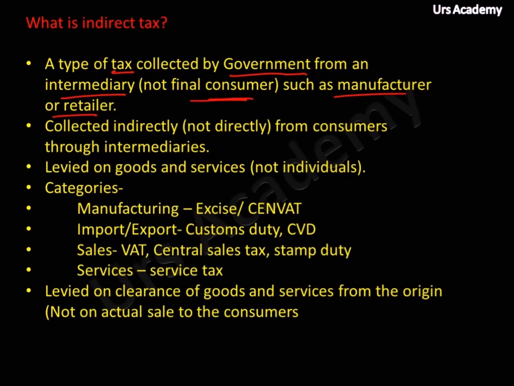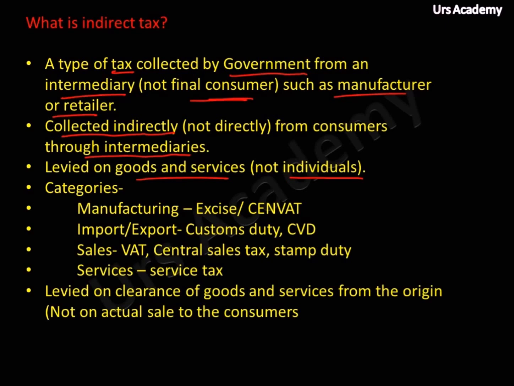That means the taxes are collected through intermediaries. I'll give an example here. For example, we purchase a product from a retailer or wholesale dealer. We are paying him, but we are not paying taxes to government directly. It is through the retailer or wholesale dealer that the taxes are collected by government. So these are collected indirectly, through intermediaries. They are levied on goods and services, not individuals.